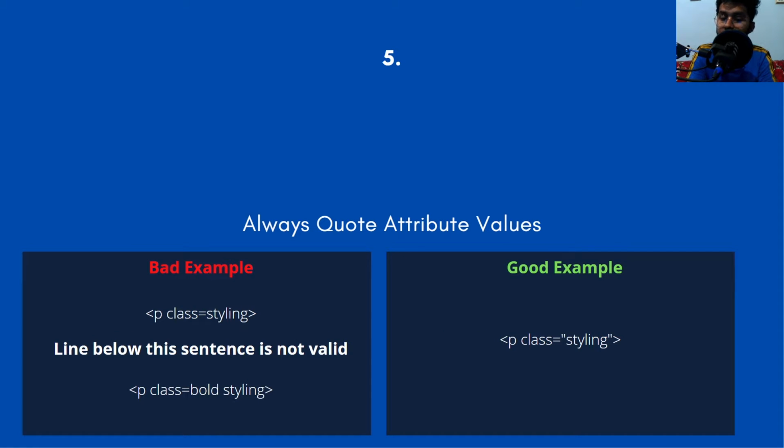Always quote the attribute values. Whenever you use an attribute, you also give it a value. Sometimes we don't quote the attribute values. Just as in a bad example, if we use a value with spacing without the quotes, this line is not valid. Always quote the attribute values. You can look at the good example.